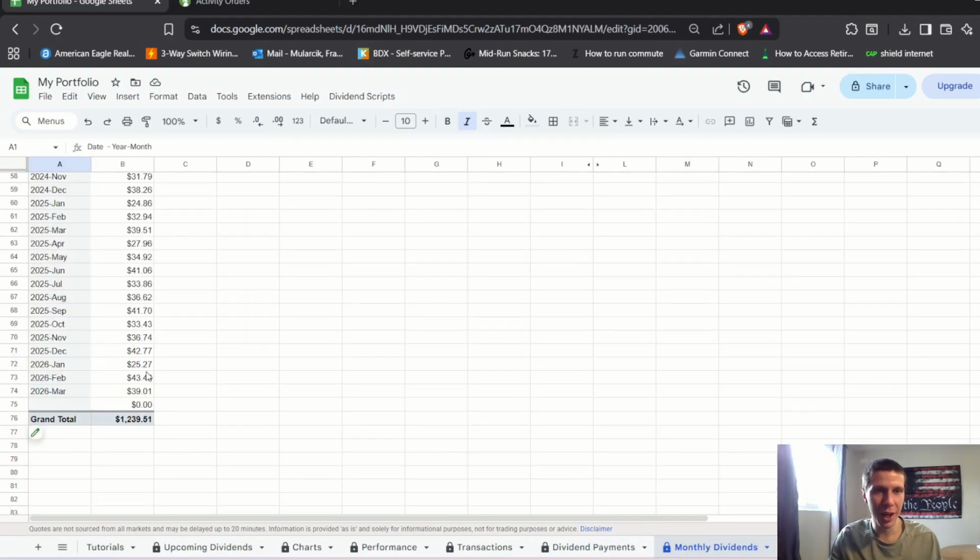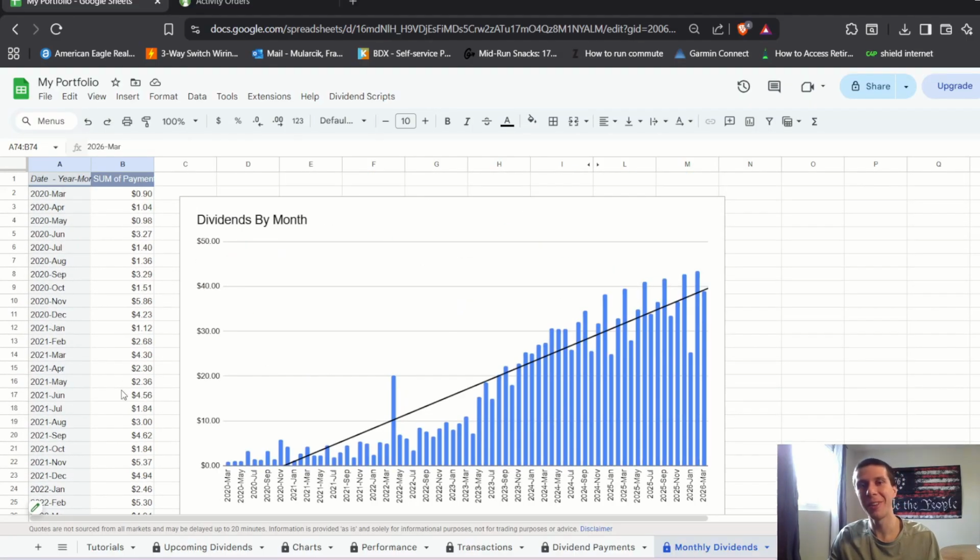But if we do look at the month, we got a total this month of $39.01. Don't forget about that penny. Pennies are important, even though they don't make them anymore. I still think they're important.